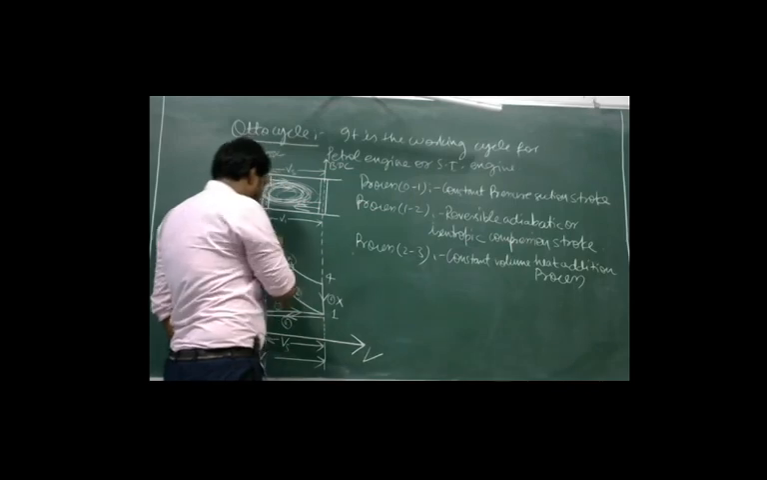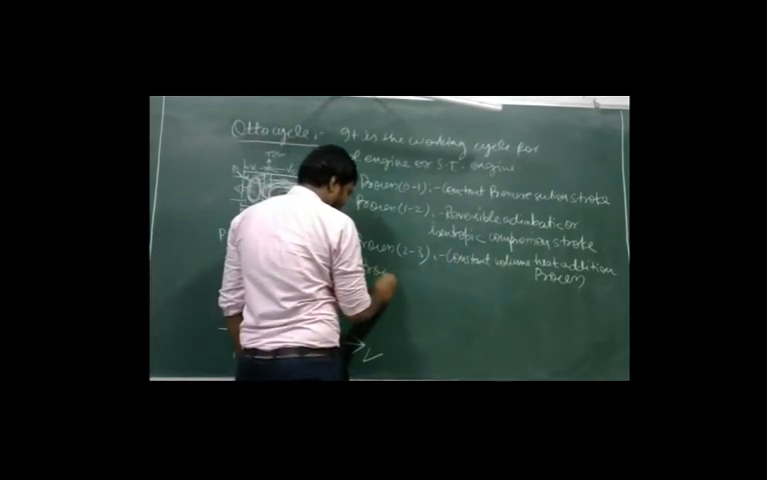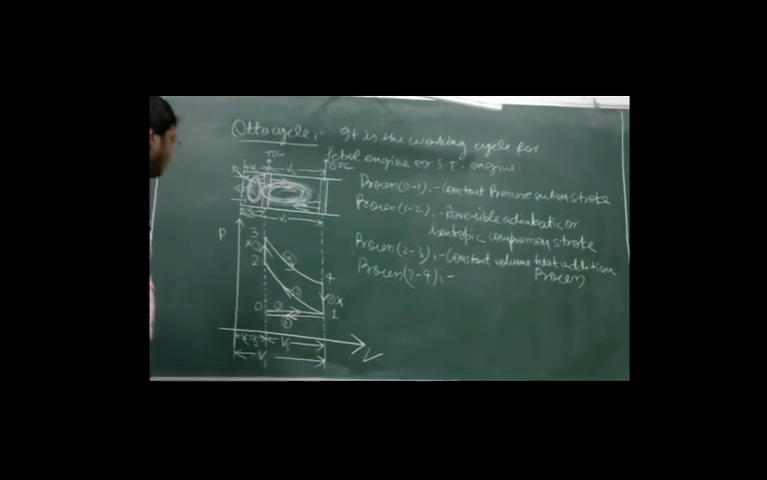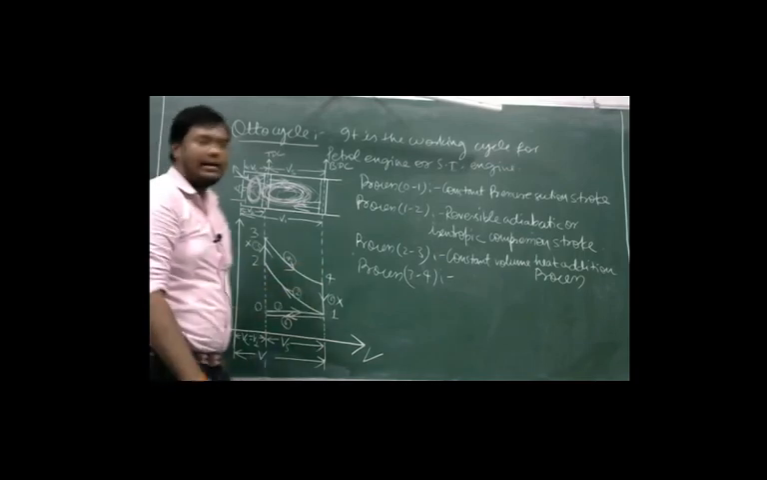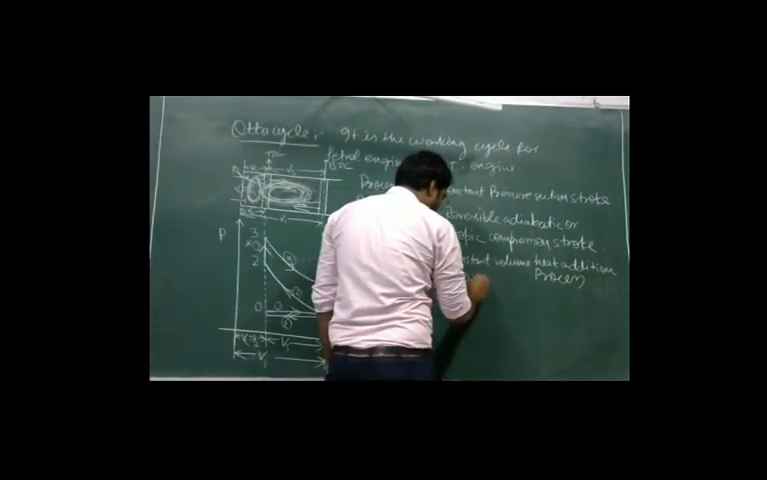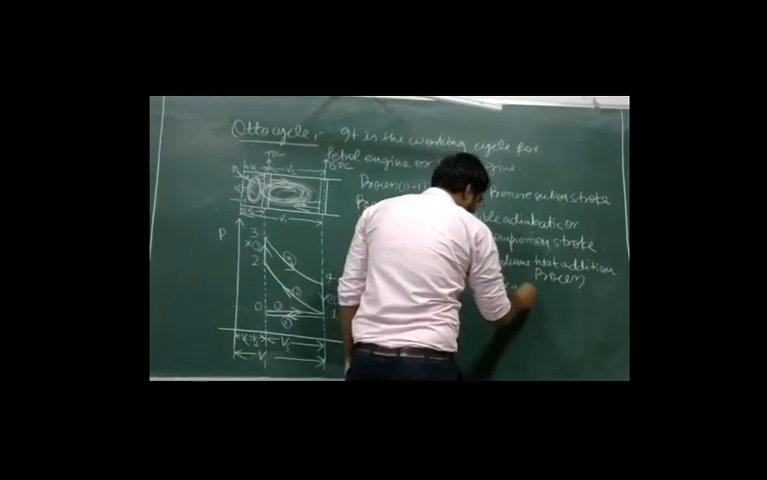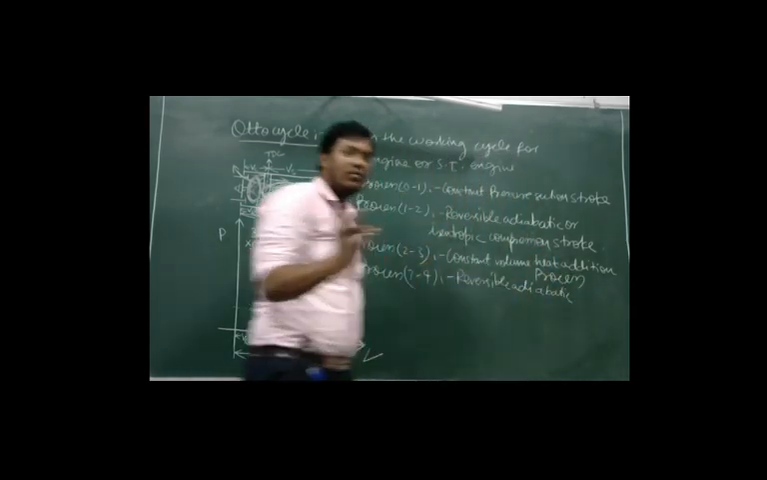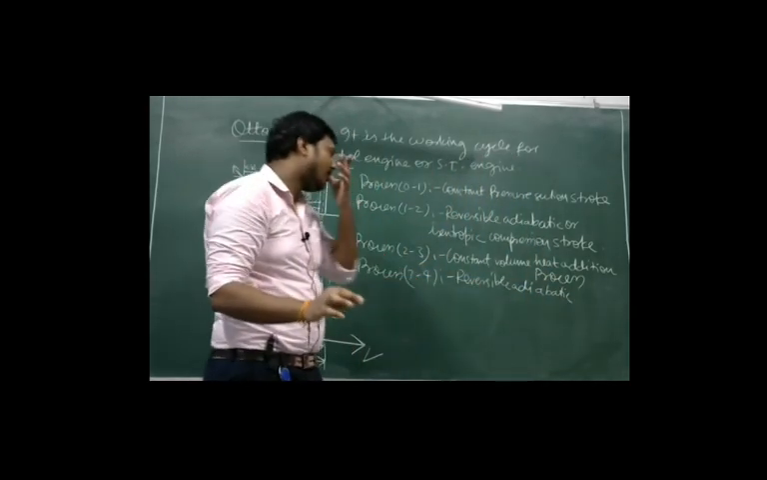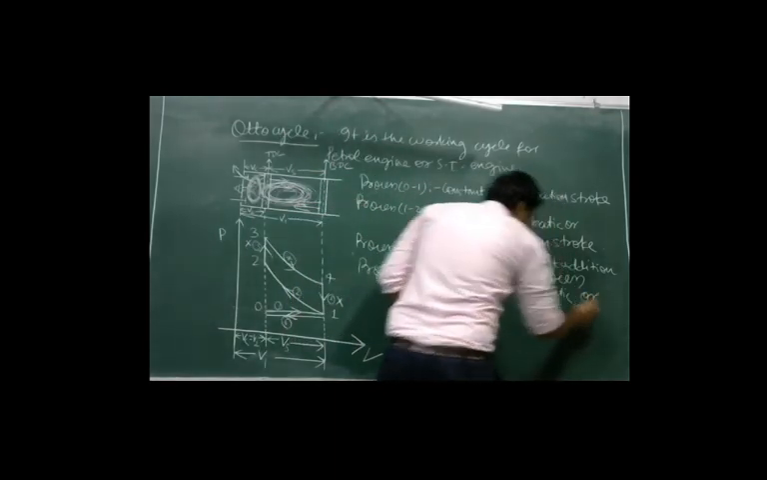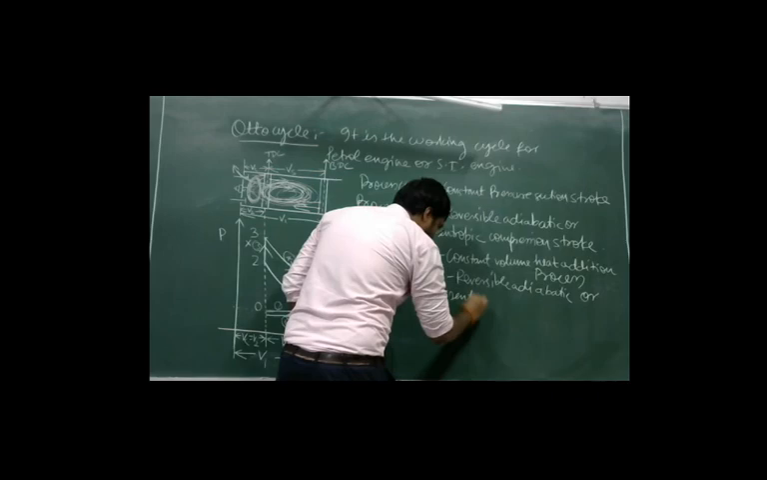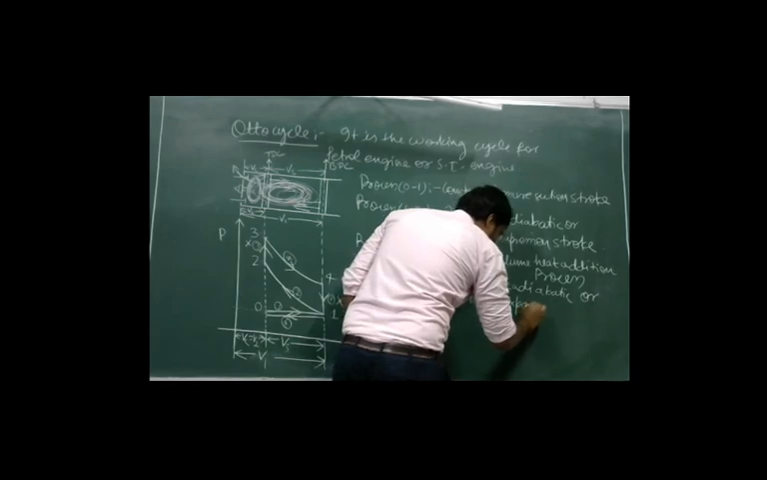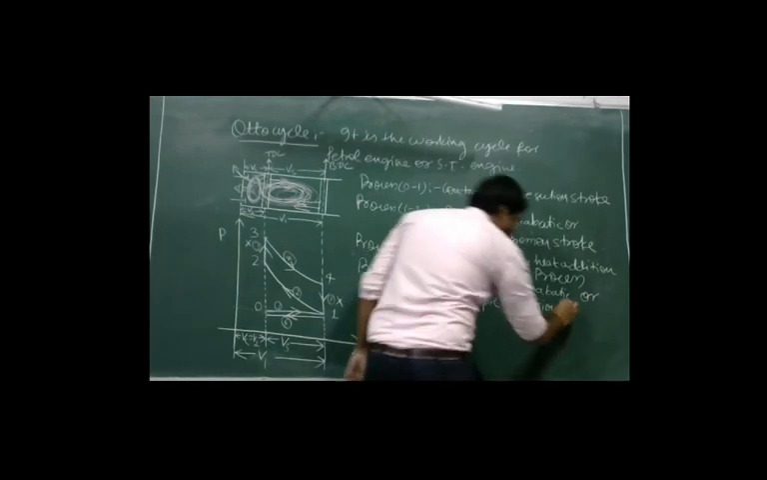Okay. From 3 to 4, process 3 to 4. 3 to 4 is expansion process, which is again reversible adiabatic. You cannot only write adiabatic. Reversible is mandatory. Reversible adiabatic or isentropic expansion process.